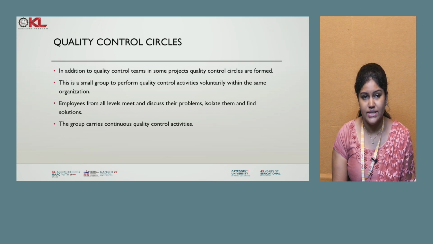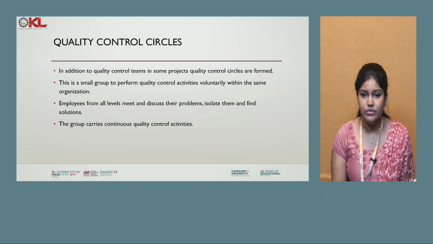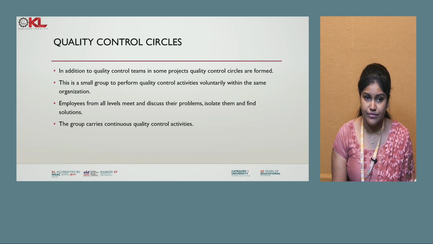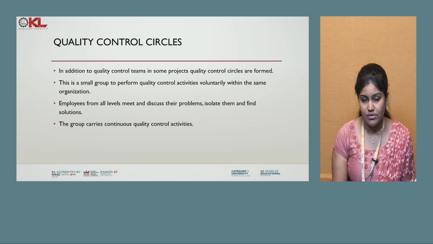Then comes the quality control circle. I am just giving a small intro of the quality control circle. We will study it in detail in the next class. In addition to quality control teams, in some projects quality control circles are formed. It's a small group to perform quality control activities voluntarily within the same organization. A small group will be formed in an organization, and their aim is to perform quality control activities voluntarily. They will be checking the quality and controlling the quality activities.